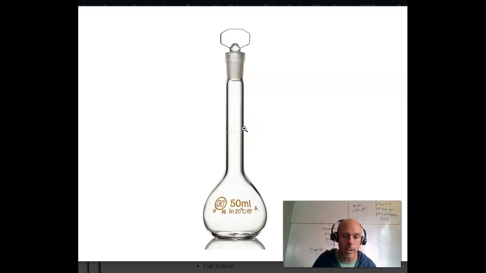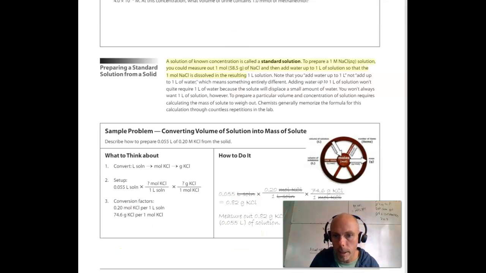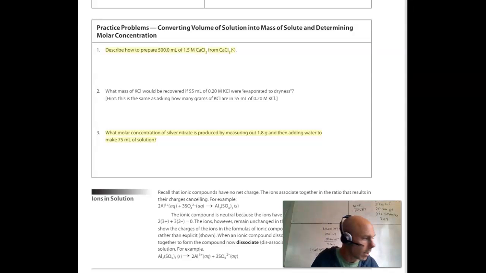They come in all sorts of sizes so that you're able to prepare standard solutions of various volumes using whatever volumetric flask corresponds to that volume. So I'm going to flip my page to 156 of the ebook or 148 of the textbook, and we're going to solve practice problem 2 together on the whiteboard.